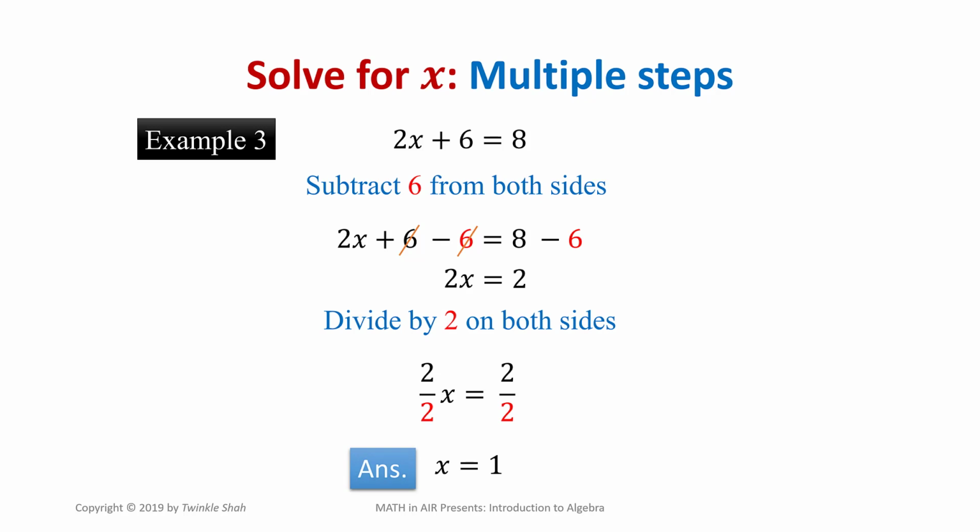Let's check this solution. Substitute x is equal to 1 in 2x plus 6 is equal to 8. Therefore, we get 2 times 1 plus 6 is equal to 8. Definitely 2 plus 6 is equal to 8. Therefore, left hand side value is equal to right hand side value. Hence, we can confidently say that x is equal to 1 is a solution to this linear equation 2x plus 6 is equal to 8.